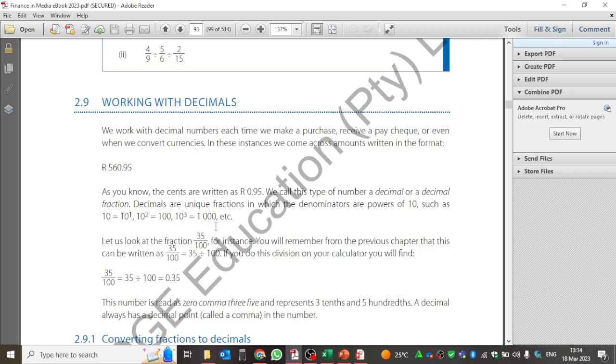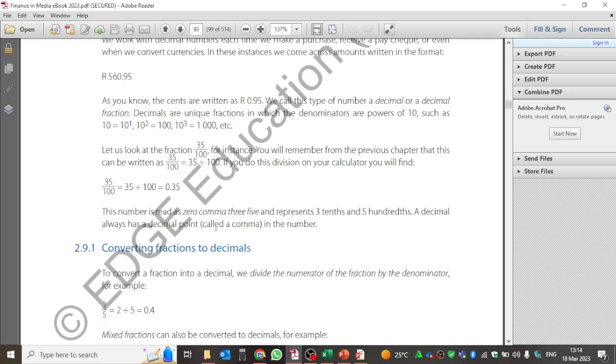The first lesson that we're going to cover is converting fractions into decimals. I'm going to show you how to convert fractions into decimals without the use of a financial calculator. And then later on, I'm also going to show you how to convert decimals back into fractions without a calculator.